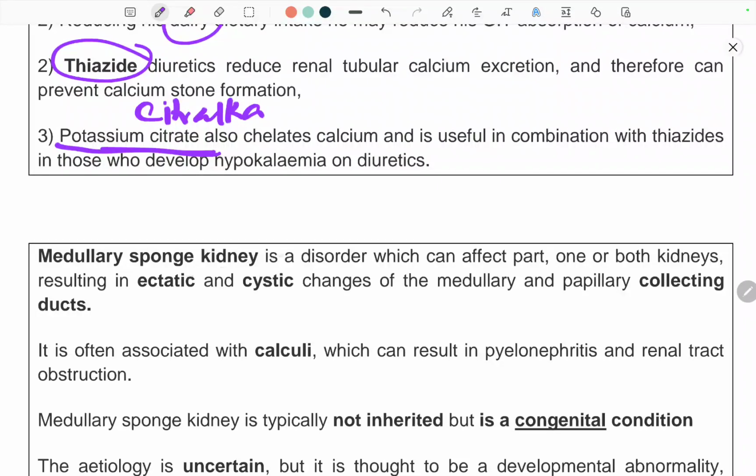Medullary sponge kidney is a disorder which can affect part of one or both kidneys, resulting in ectatic and cystic changes in the medullary and papillary collecting ducts. It is often associated with calculi, which can result in pyelonephritis and renal tract obstruction. Medullary sponge kidney is typically non-hereditary and is a congenital condition.